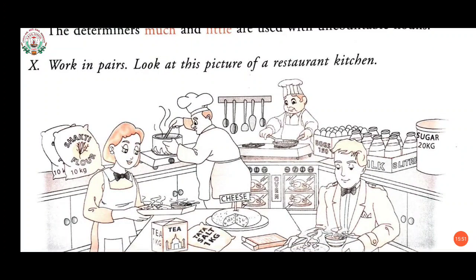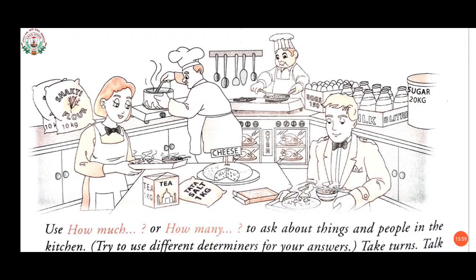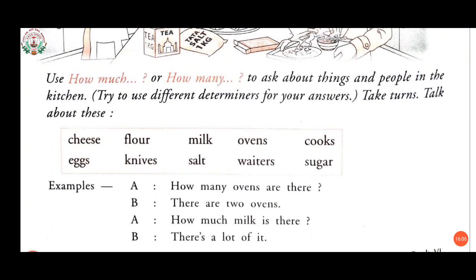Now 10th one is work in pairs. Look at these pictures of a restaurant kitchen. Now just see here. What it is given here, use how much or how many to ask about things and people in the kitchen. Try to use different determiners for your answer. Different determiners means many, few, much, little, some, all these that we have gone through just now. All that we have to use.